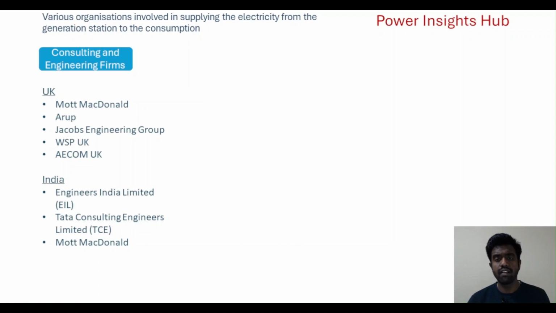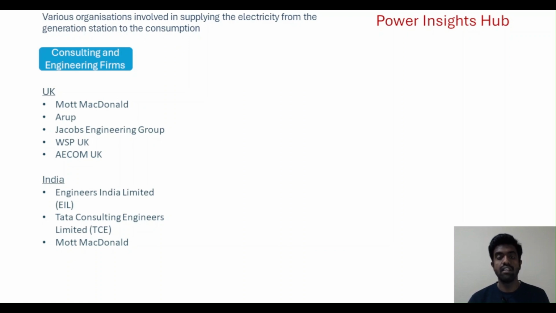So in UK, there is a company called Mott MacDonald, Arup is there, Jacobs Engineering Group is there, WSP UK is there, and AECOM UK is there. Obviously, these companies initially started as civil engineering consulting companies. Later, they started providing consulting for all kinds of infrastructure projects. And in India, on the other hand, we have companies like Engineers India Limited, TCE, Tata Consulting Engineers is there. They have also worked for maybe 100 years or 80 years, I guess.